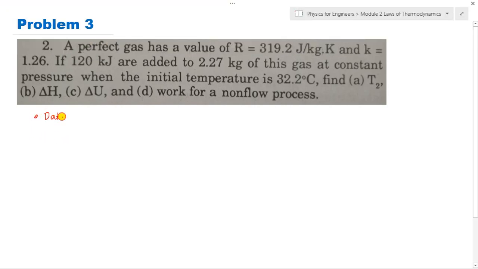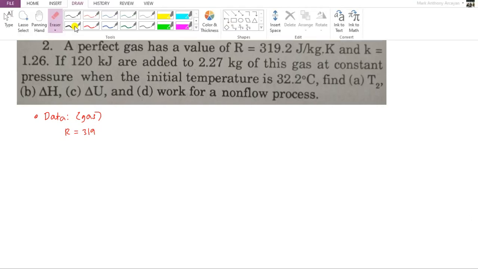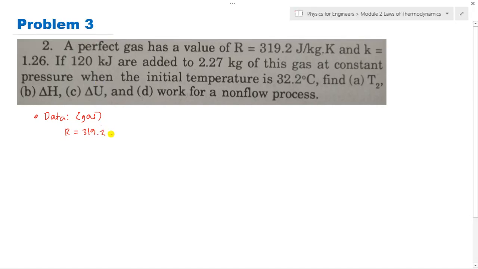So again, we have given data. So this is a perfect gas. So if this is a perfect gas, makagamit ta sa ideal gas law. So we have given R value of 319.2 joules per kilogram Kelvin. And then ang K niya, ang specific heat ratio, value 1.26. So this is not air, ang air kay 1.4 man. So other gases na siya.